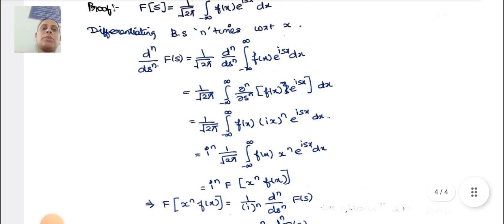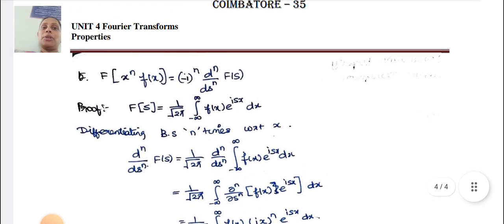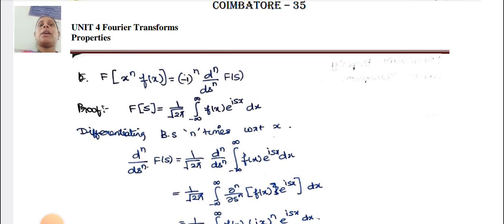Similarly we want to prove this property also. This is a very, very important property. The Fourier transform of x power n f of x equals minus 1 power n, d power n by ds power n, of F of s. Here you know the F of s expression, then we have to differentiate with respect to s on both sides. So d power n by ds power n of F of s equals 1 by root 2 pi, d power n by ds power n, minus infinity to infinity, f of x e power i s x into dx.